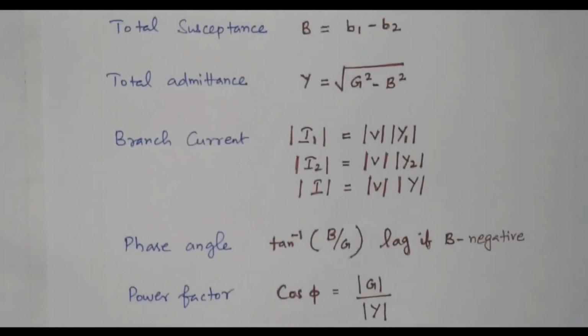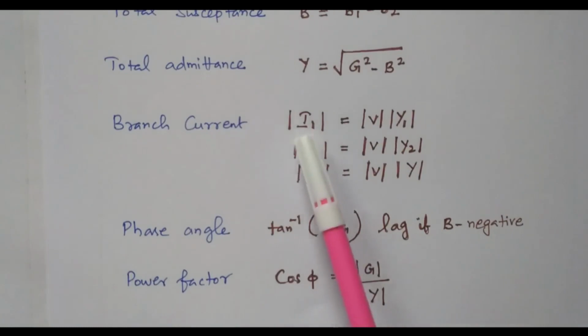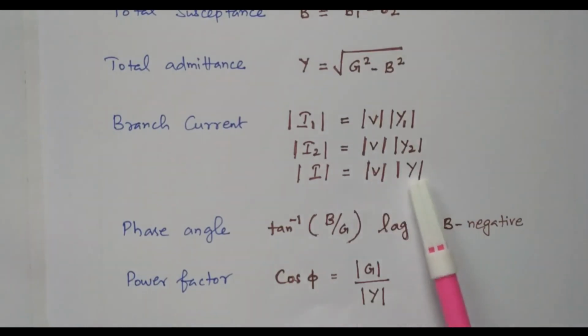Similarly, the branch current I1 equal to V into Y1. I2 is V into Y2. Total current is V into Y. The phase angle can be calculated as tan inverse B by G. If B is negative, it will be lagging. Similarly, cos phi is nothing but G by Y.